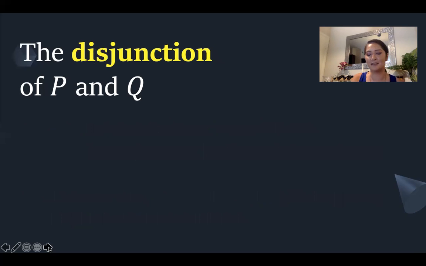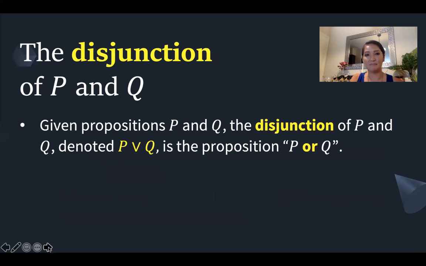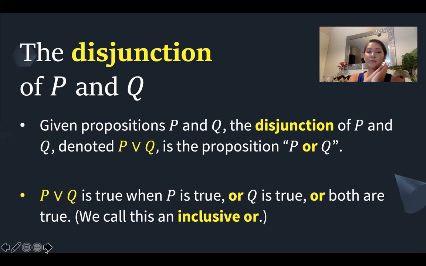The disjunction is the formal name for our or statements. That's denoted by this little arrow pointing down, P or Q. Now, P or Q is true when P is true, or Q is true, or both are true. It's okay if both are true. It's an inclusive or, it's not an exclusive or. Sometimes people will think P or Q just means that P is true or Q is true, but not both. In math, it's actually the opposite of that. It's P is true or Q is true or both are true. This is an inclusive or.